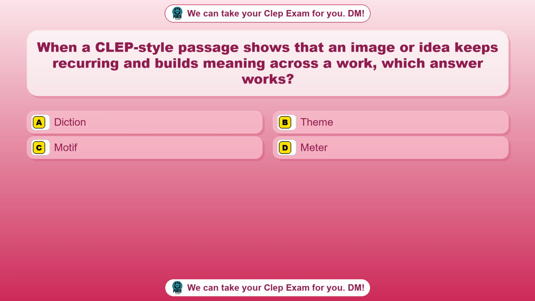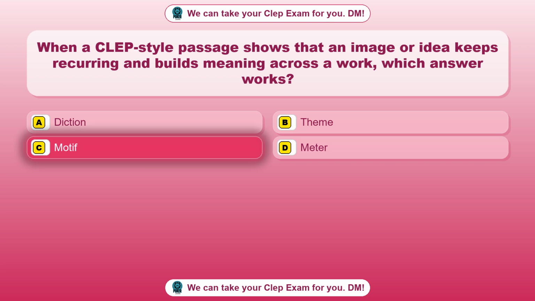Question 31. When a CLEP-style passage shows that an image or idea keeps recurring and builds meaning across a work, which answer works? Option A. Diction. Option B. Theme. Option C. Motif. Option D. Meter. The correct answer is option C.